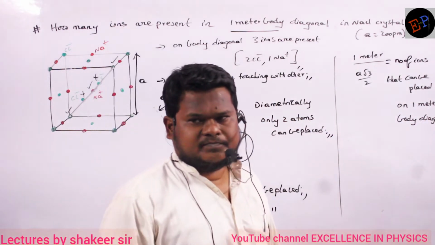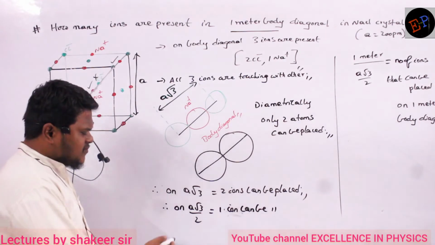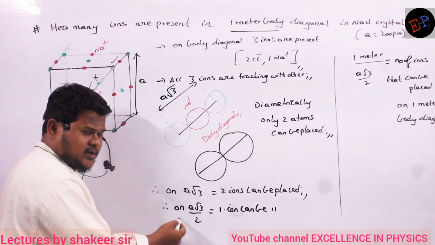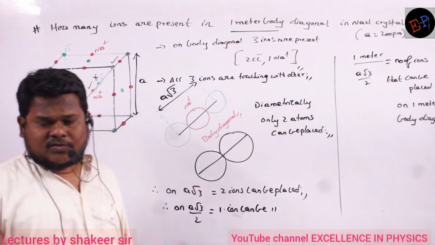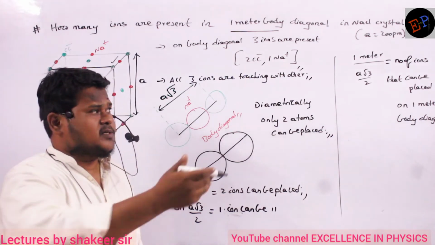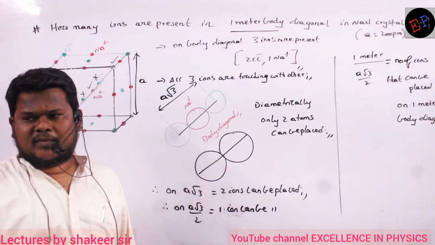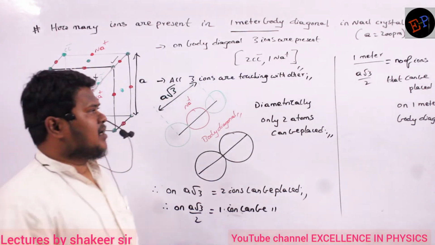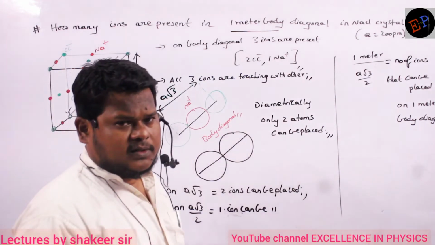That's all very simple. Okay. What is the radius of each ion? Sorry, what is the diameter of each ion? A root 3 by 2. So these ions I should place on how much length? 1 meter length. So just divide 1 by the diameter of each ion, then you will get the number of ions which can be placed. And the A value is already given, 200 picometer.